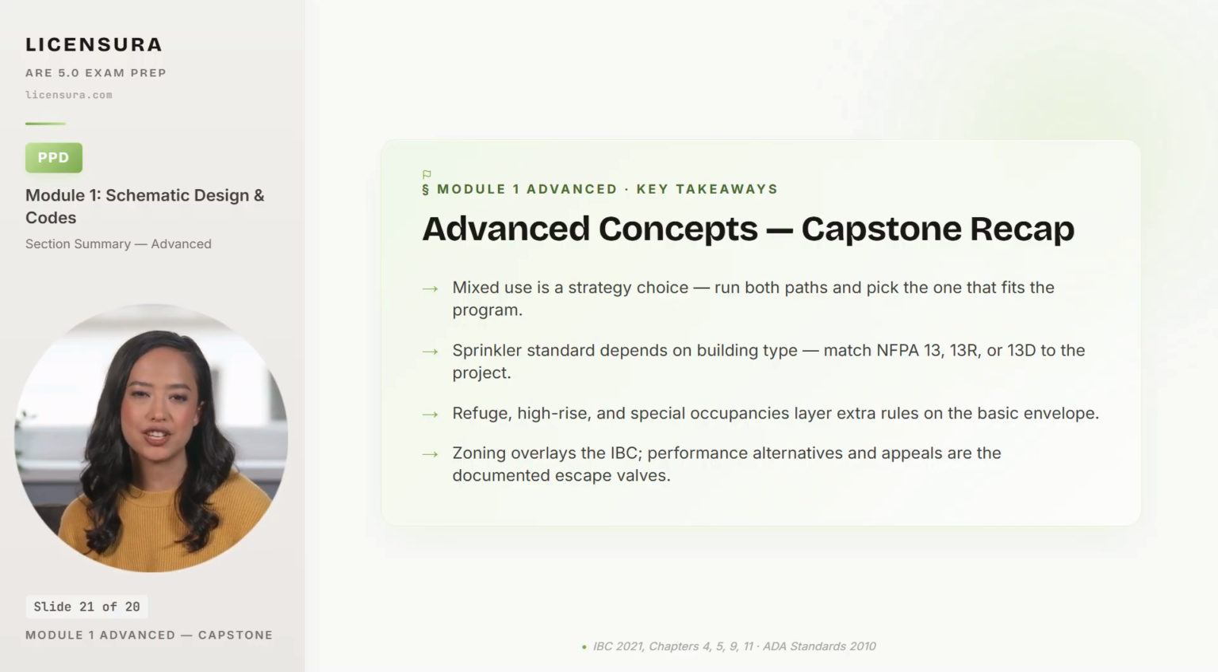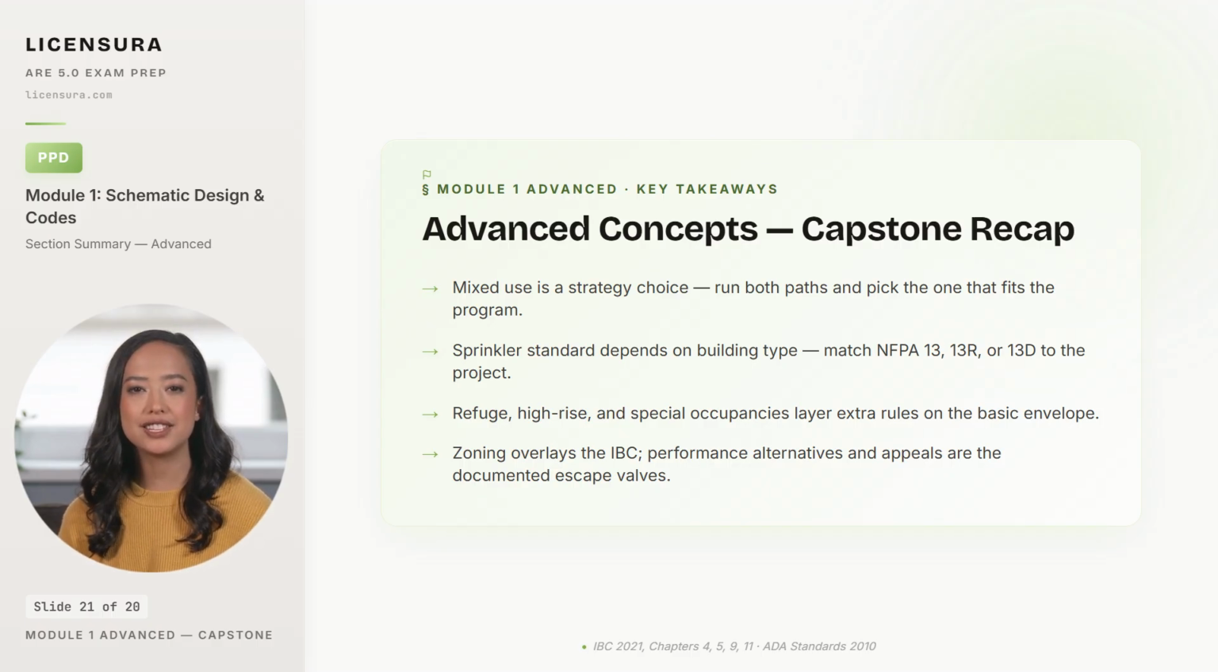The sprinkler standard match is what makes the egress arithmetic work. NFPA 13, 13R, and 13D belong to different buildings, and the wrong standard either overprotects at unnecessary cost or underprotects and fails plan review. The layered specials are the rules that sit on top of the basic envelope and have to be inventoried up front. Areas of refuge in non-sprinklered buildings, high-rise additions above 75 feet, incidental uses requiring separation regardless of size, because finding them in design development means redrawing what should have been settled.